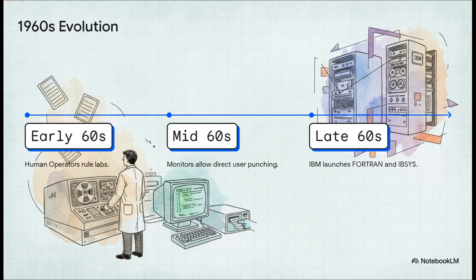In the early 1960s, manual human operators completely ruled the corporate labs. But by the mid-1960s, a major refinement arrived: monitors. This was huge because it began putting power back in the user's hands, allowing them to punch their cards more directly into the system and automating the job feed to the CPU. Then, fast forward to the late 1960s, and tech giants like IBM are formally launching robust, optimized systems like Fortran and the IBSS 7090X. These systems further automated the batching process and significantly sped up computations across the board.